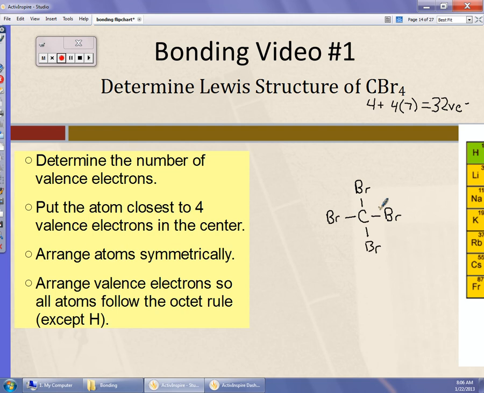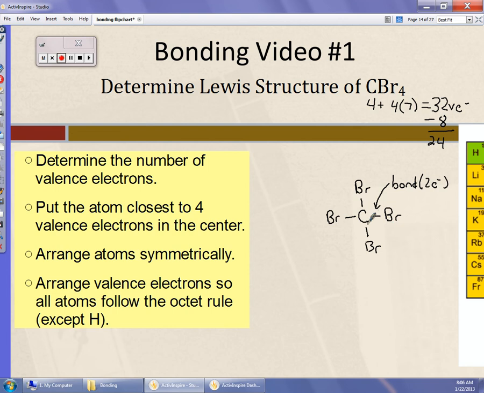The lines that we're drawing are bonds. Each bond has 2 electrons in it. So right now we've done 1, 2, 3, 4 bonds, or 8 electrons. So we have 24 more electrons to go, 32 minus 8. We're going to arrange these around the atoms so that everybody gets an octet.